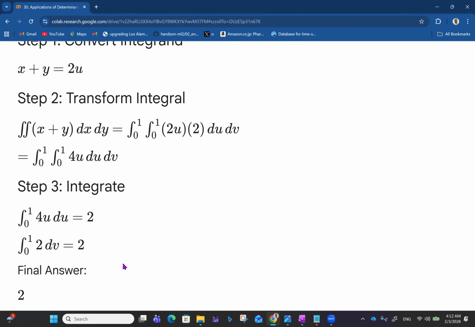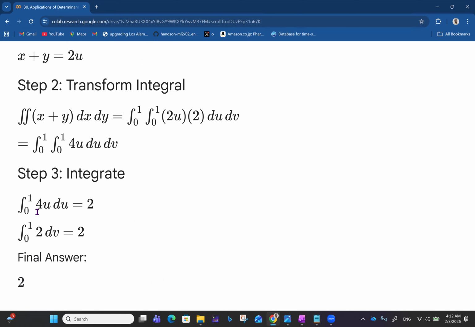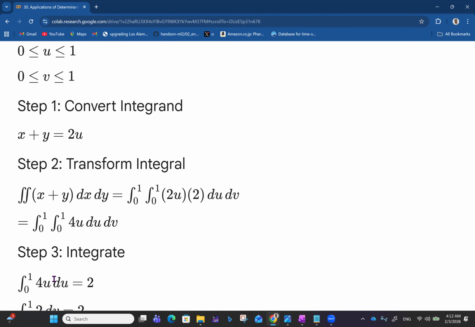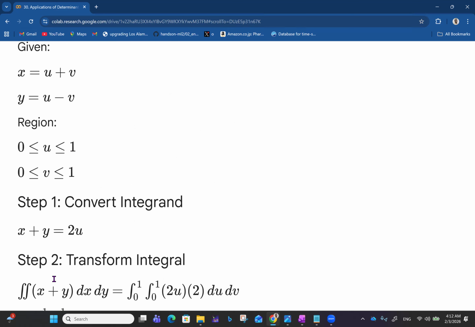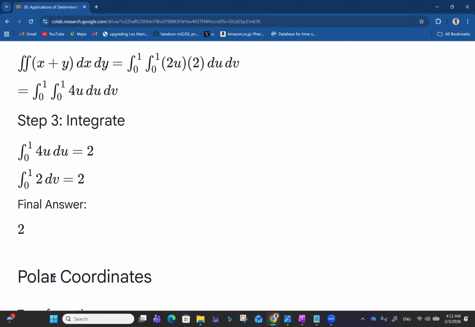And then you can do your integration. The integral from 0 to 1 of 4u du: integrate 4u, you have 4u squared over 2, that's 2u squared. If you put in 0 and 1, you get 2. The integral from 0 to 1 of 2 dv, you also get 2. So the final answer in this case is 2. You can easily do that change of variables in the integral if you are given all this.